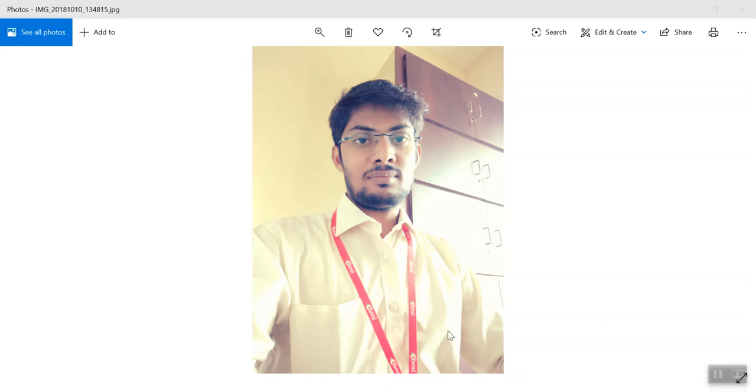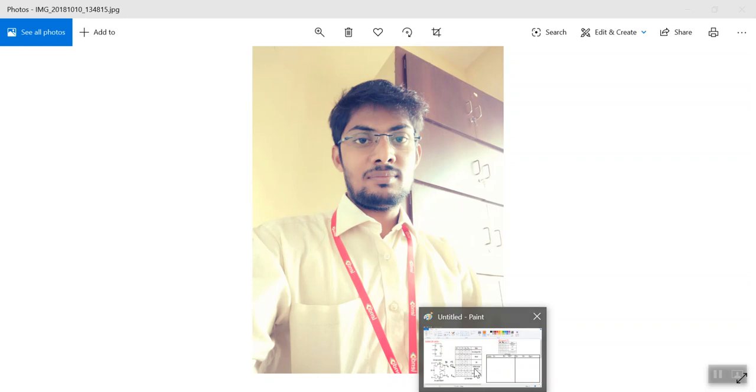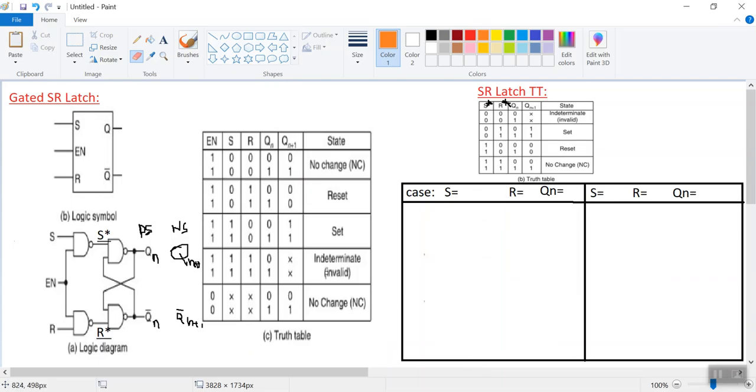So here I am discussing the concept of the gated SR latch. A gated SR latch is nothing but adding two more NAND gates to the basic NAND latch. This is our basic building block. We can observe that S and R are two inputs. Along with this, we give one more input called enable. So the gated SR latch has enable as one of its inputs.